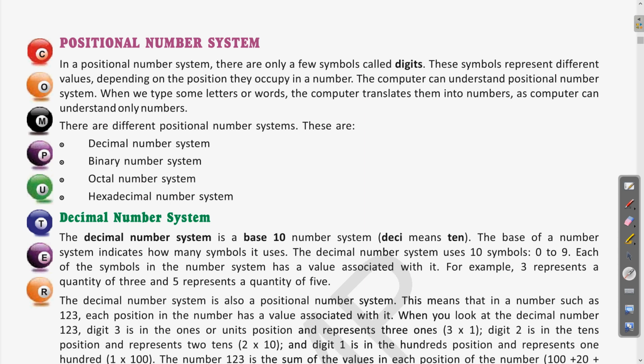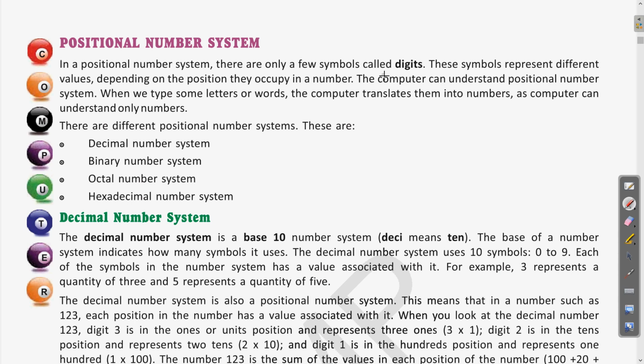These symbols represent different values depending on the position they occupy in a number. The computer can understand the positional number system. When we type letters or words, the computer translates them into numbers, as a computer can understand only numbers. Clear? So what is happening in the positional number system? Whatever digits you are using, according to their position, the value changes.